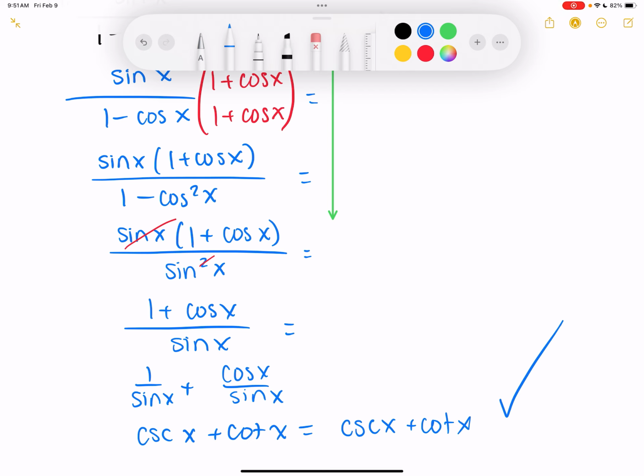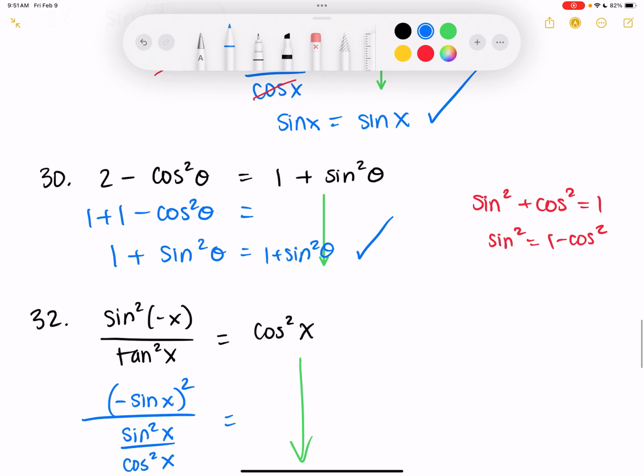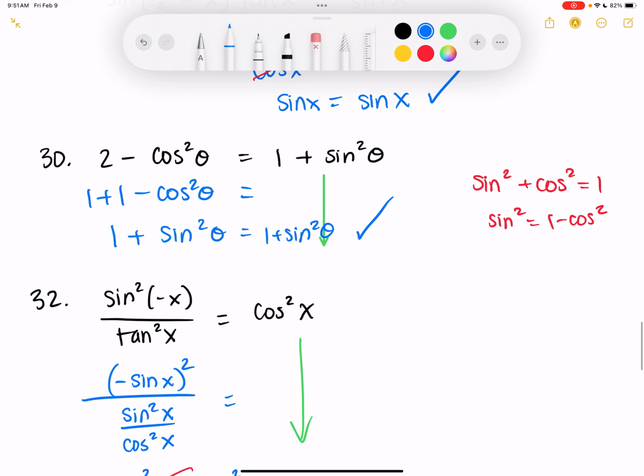So 1 minus cosine squared x can factor out to sine squared. Well, this is the Pythagorean identity that we did up here. 1 minus cosine squared is equal to sine squared, because sine squared plus cosine squared equals 1. Those Pythagorean identities, you know them, but they're written a certain way. And what you're going to find is often we need to rewrite them to be able to use them.